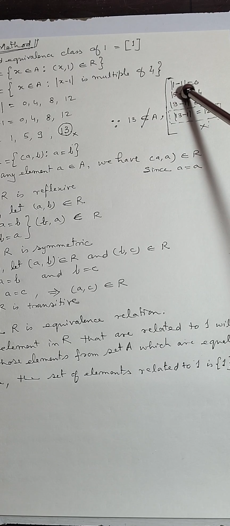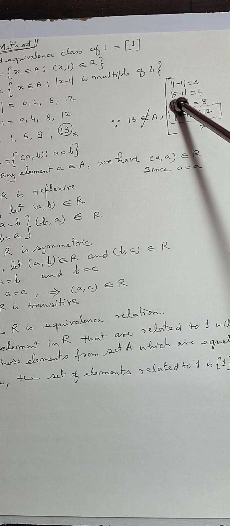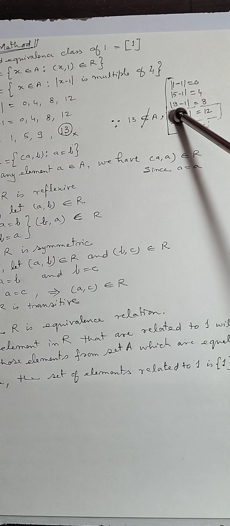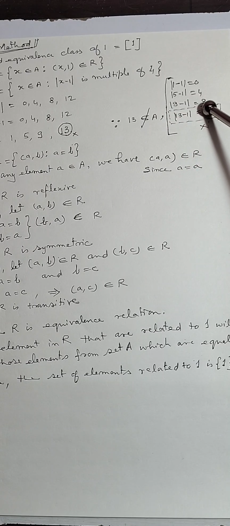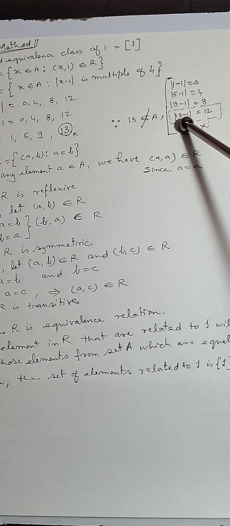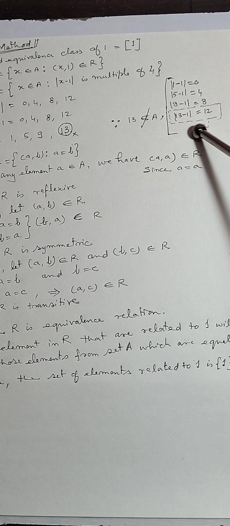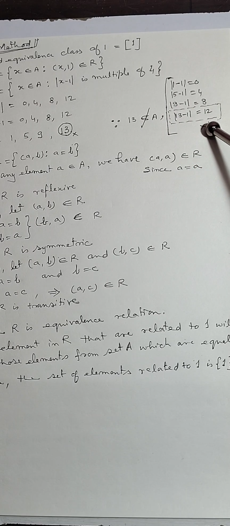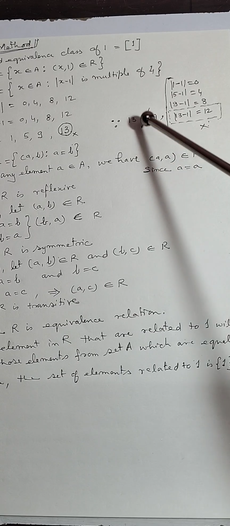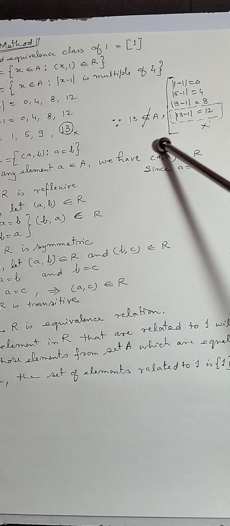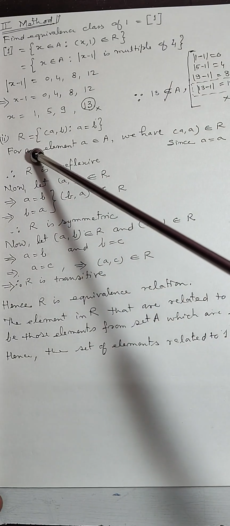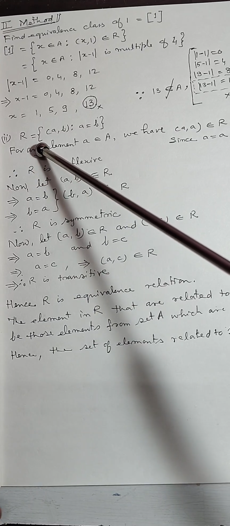अब यहाँ पर भी मैंने एक ब्रैकेट बना करके समझाने की कोशिश की। Mod of 1 minus 1 is equal to 0, mod of 5 minus 1 is equal to 4, mod of 9 minus 1 is equal to 8, mod of 13 minus 1 is equal to 12. लेकिन इसको फिर से एक ब्रैकेट बना करके क्रॉस किया है। क्यों क्रॉस किया है? Because 13 does not belong to A.